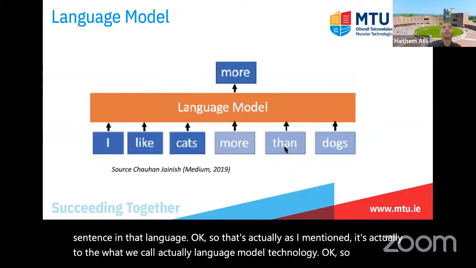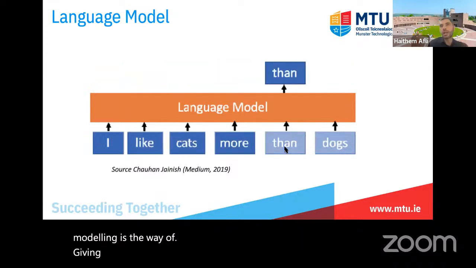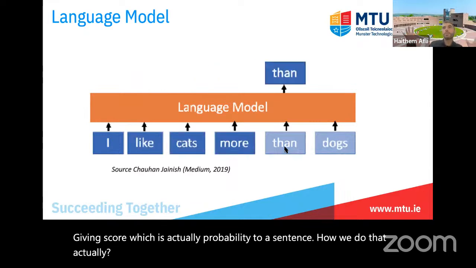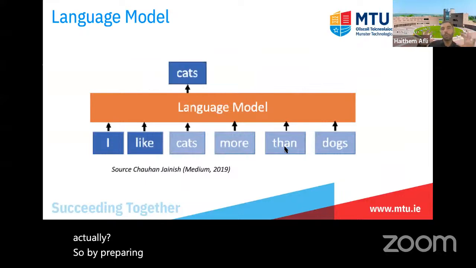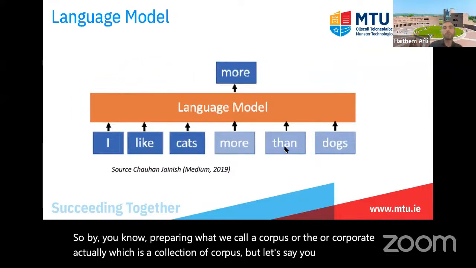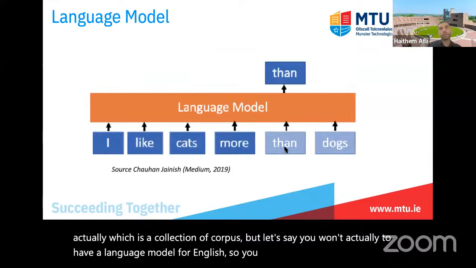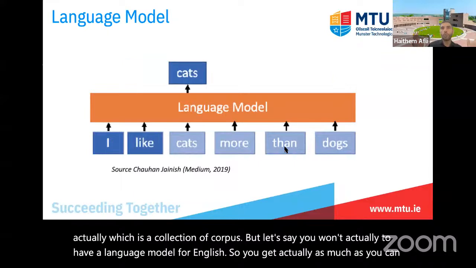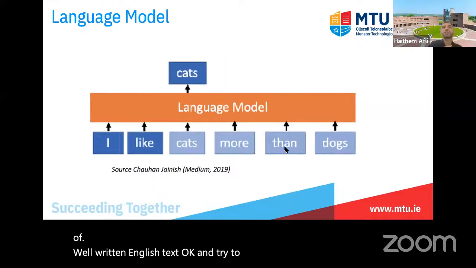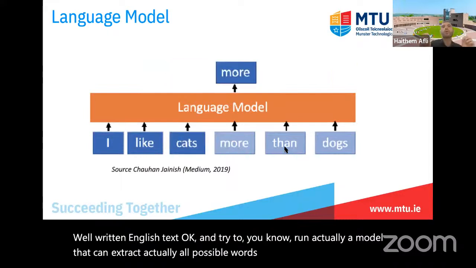Okay, so language modeling is the way of giving a score, which is a probability, to a sentence. How do we do that? By preparing what we call a corpus, or corpora, which is a collection of corpus. Let's say you want a language model for English. You get as much as you can of well-written English text, and run a model that can extract all possible words and their context.